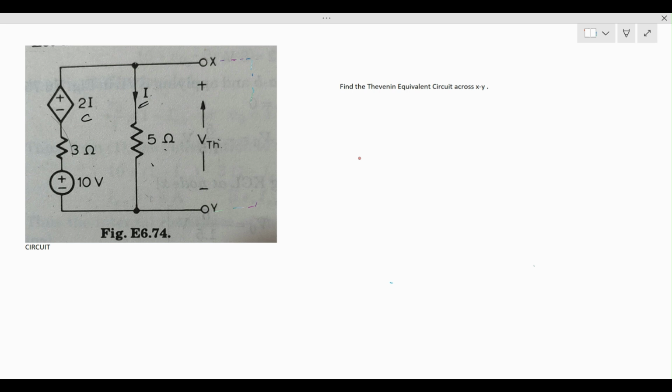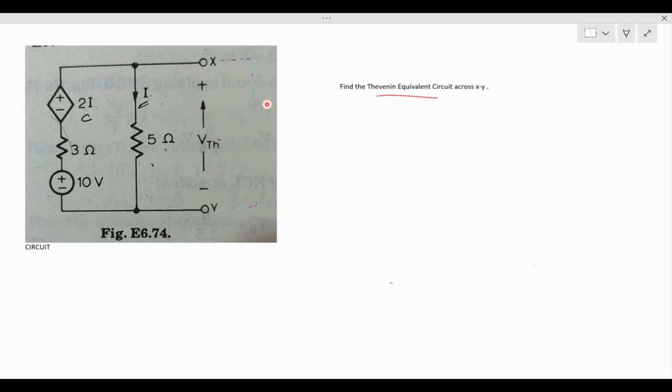Hi, in this video we are going to discuss the Thevenin equivalent circuit. We have to find the Thevenin equivalent circuit across X and Y. This is both X and Y. In order to solve this, we first have to find V Thevenin and R Thevenin, right?